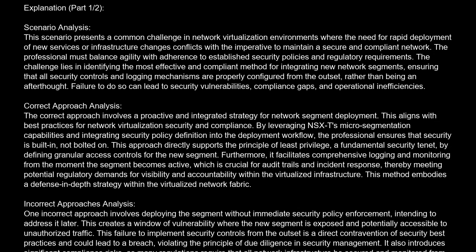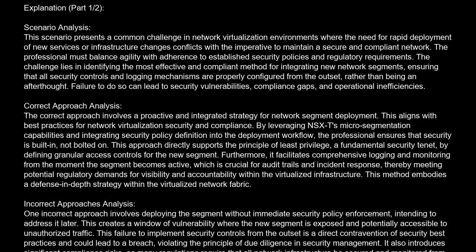The correct answer is D. Deploy the new virtual network segment and subsequently configure microsegmentation policies and logging mechanisms to align with organizational security standards and compliance requirements. Explanation. Scenario analysis.